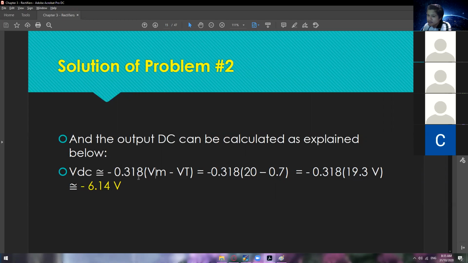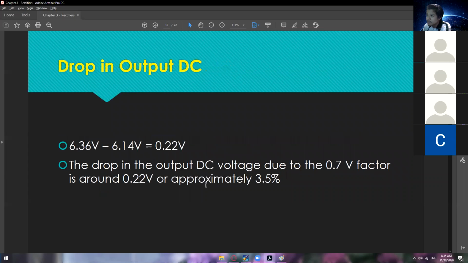So that is our V sub O, and then VDC rather. The one that is inside here, let me just clarify, this is already your V sub O. VM minus VD is your V sub O. So you can say that VDC is equal to negative 0.318 times V sub O. So that is the drop in output DC.